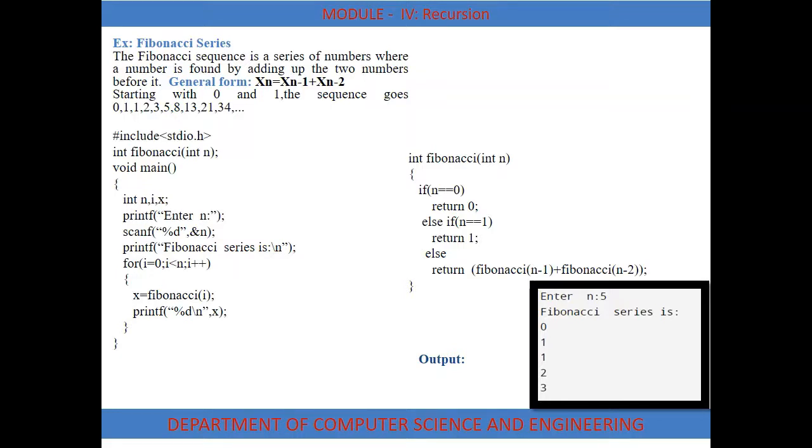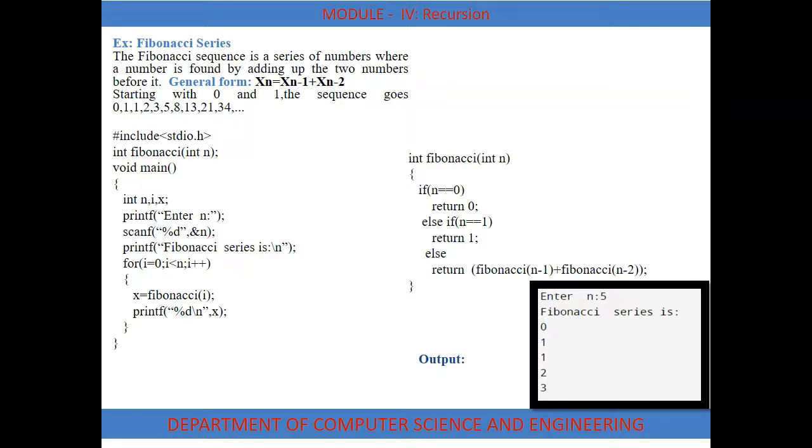If I consider n is equal to 5, the first 5 terms of Fibonacci series are 0, 1, 1, 2, 3. That is, first two numbers are 0 and 1. Now in order to get the third value, we need to add the previous two numbers. That is 1 plus 0. So the third value is 1. Now in order to get the fourth value, we need to add the previous two values. That is 1 plus 1, that is 2.